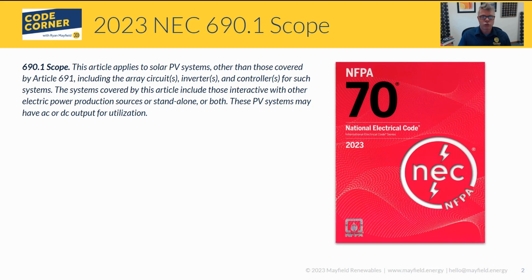Again, just real high level, the scope of Article 690 is talking about basically everything revolving around PV systems, specific to PV. If we're going to look at interconnection, we're going to be pointed to 705. If we're looking at ESS systems in National Electrical Code, it's going to point us over to 706. So the scope of 690 is purely around solar and PV systems.